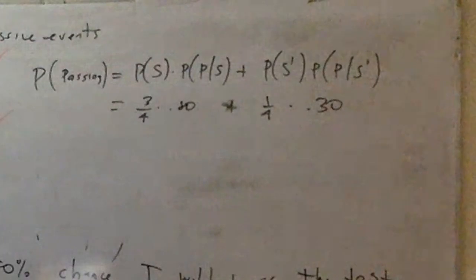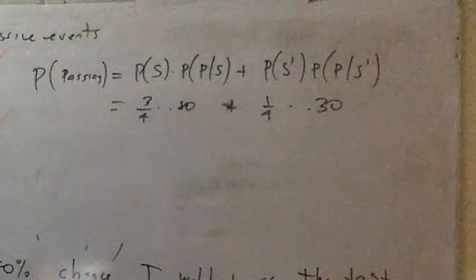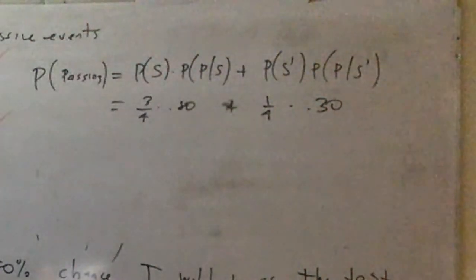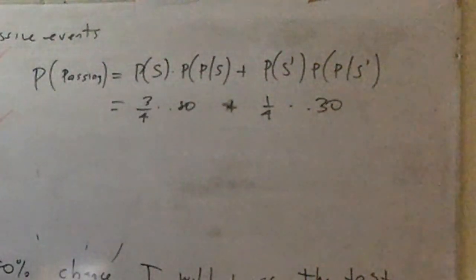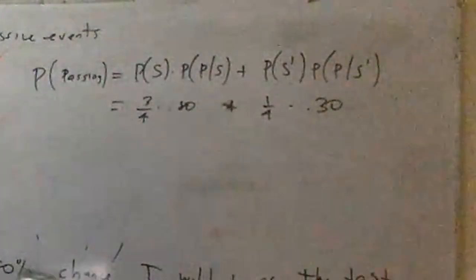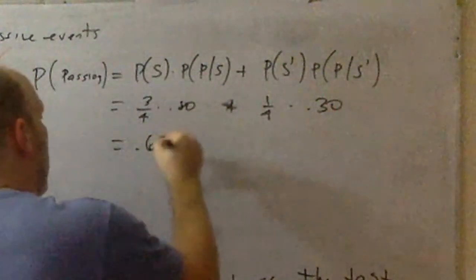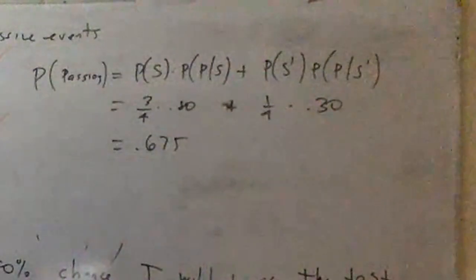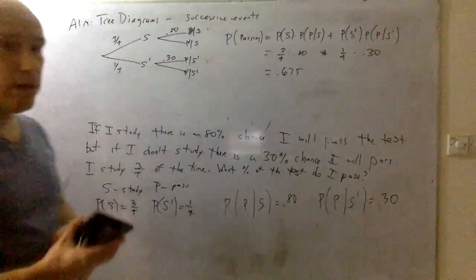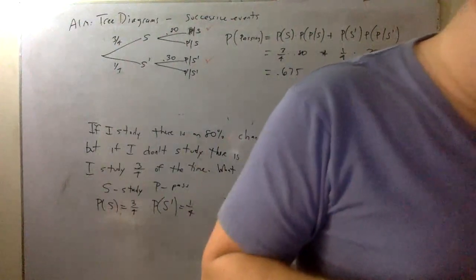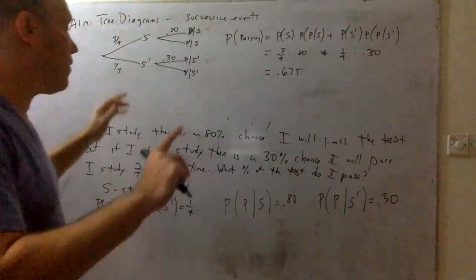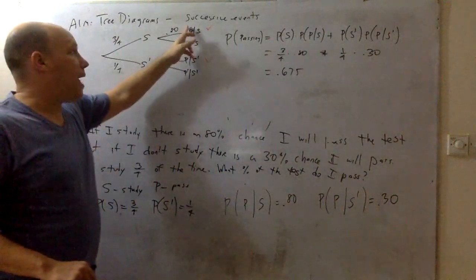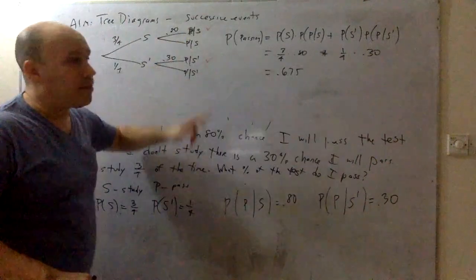So 3 divided by 4 times 0.8 plus 0.25 times 0.30, enter: 0.675. So there's a 67.5% chance you're going to pass. Let's go on. So please remember what depends on what. Once again, passing a test depends on the amount you study.